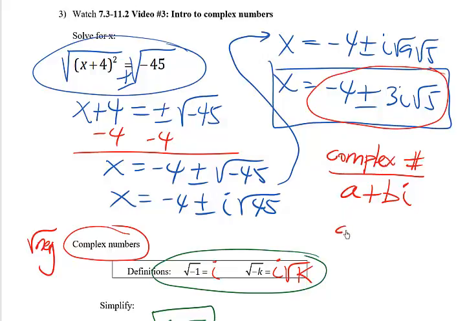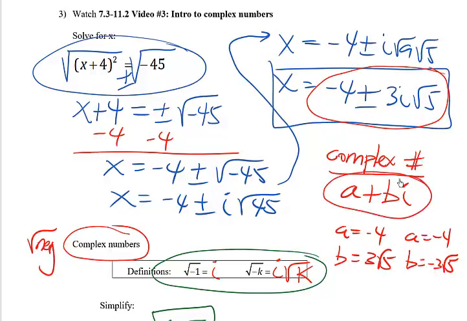In the first number, the a is negative 4 and the b is 3 root 5. Right? It says negative 4 plus 3 root 5 i. Again, we put the root at the back so that there's no confusion. That would be my a and my b. In the second example, the a would be, once again, negative 4, and the b would be negative 3 square root of 5. It's negative 4 minus 3 root 5 i. Anytime you have a number in this format, we call it a complex number.